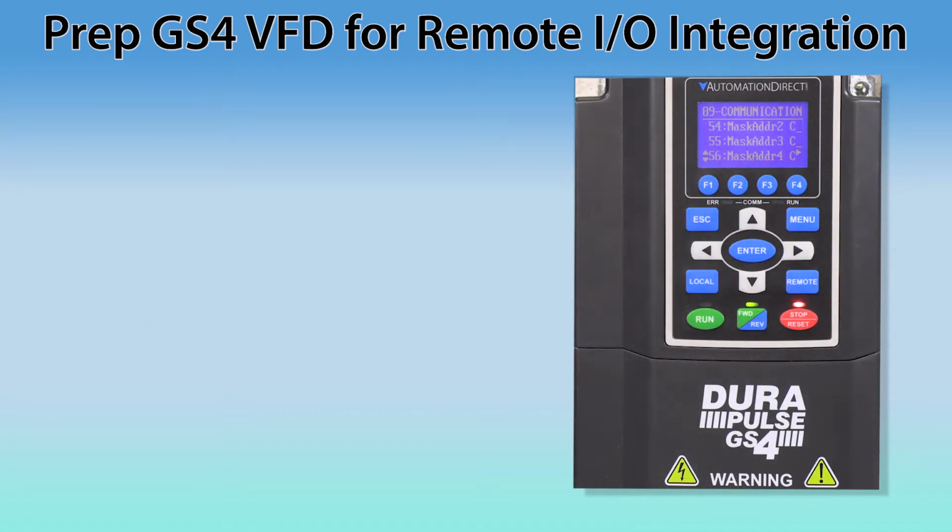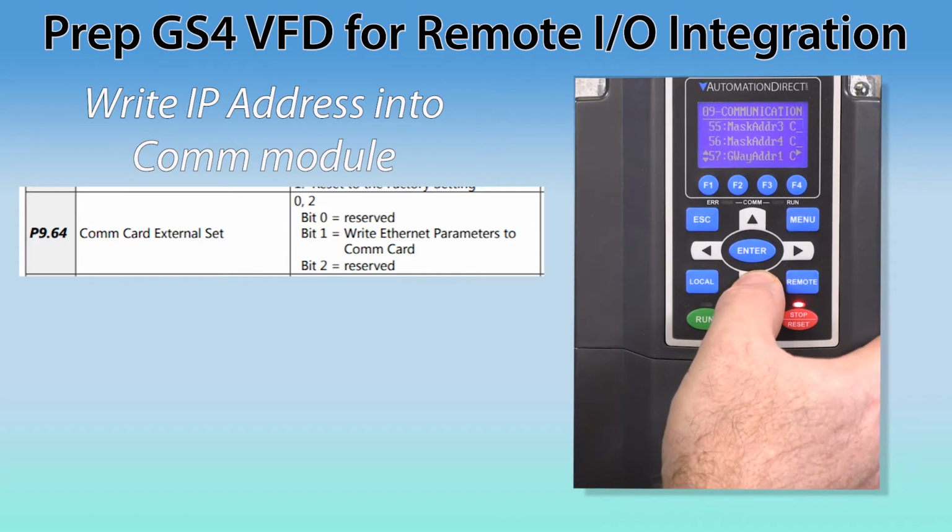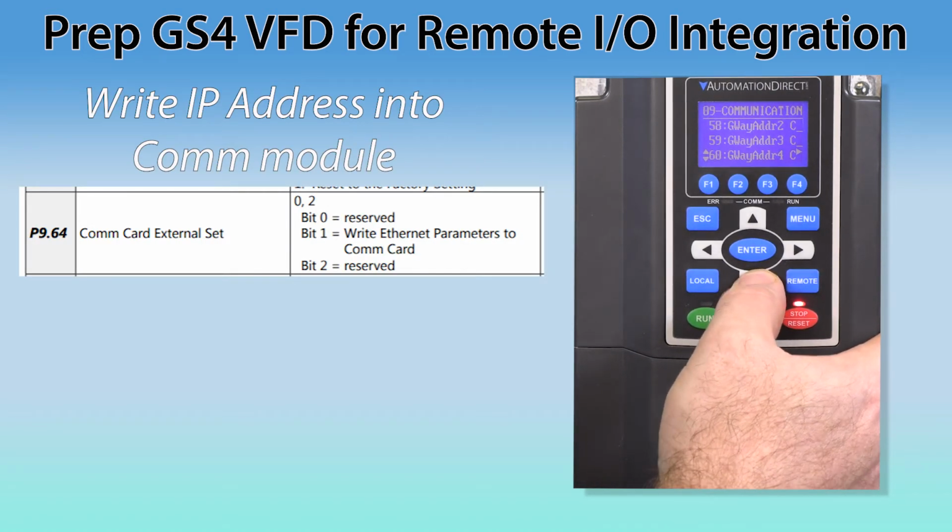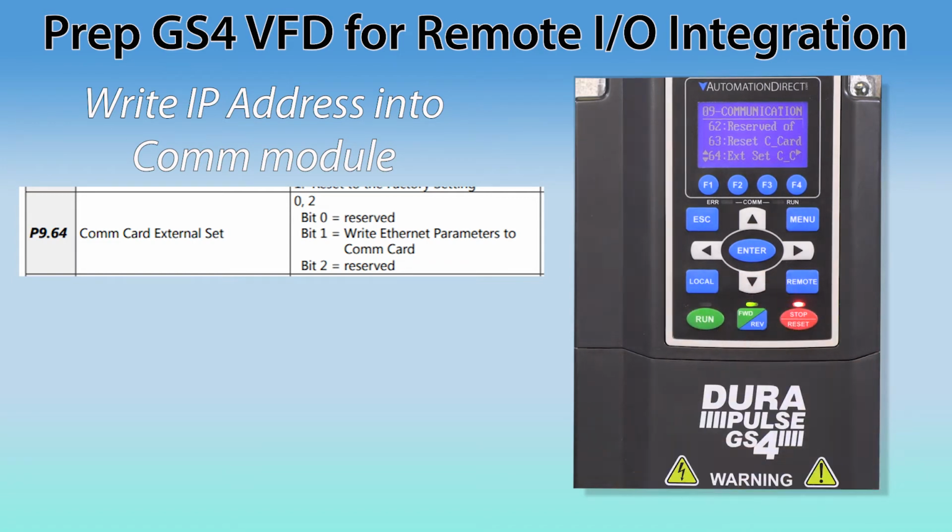Now we need to write this IP address to the COM module by going to parameter P9.64 and setting that to 2.